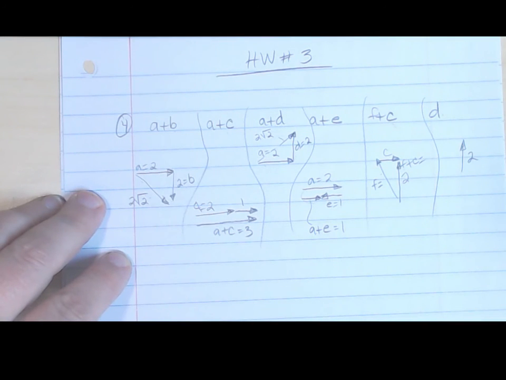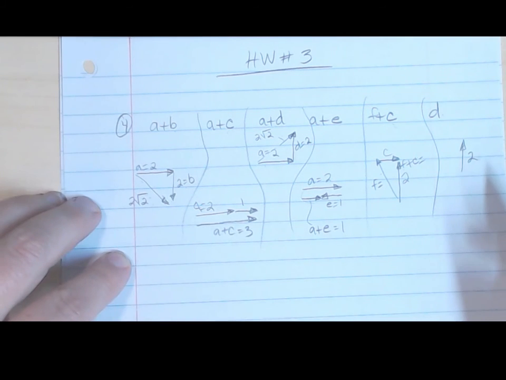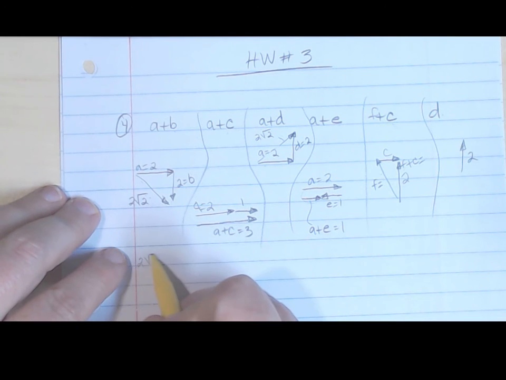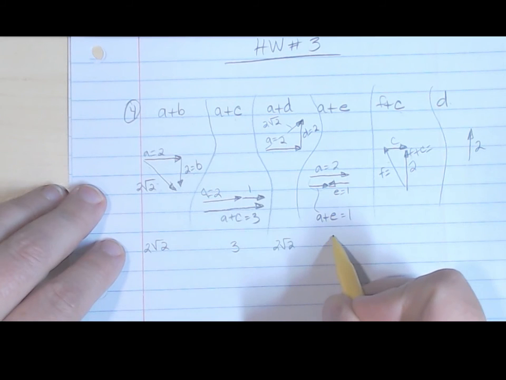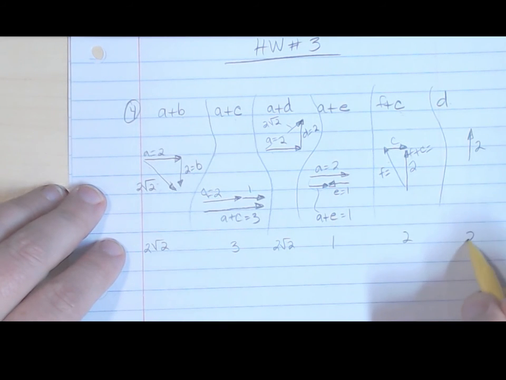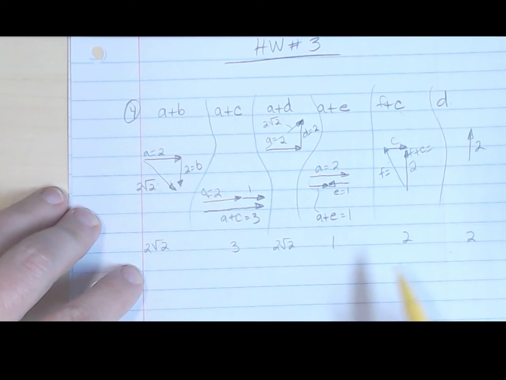So now what do I need to do? I need to rank these in order of the greatest to the least magnitude. Not direction, magnitude they're asking. So what have I got here? Let's just write the magnitudes. This one is 2 square root of 2. This one is 3. This one's also 2 square root of 2. 1, 2, and 2. So if I put these in order of magnitude, I would have this one first. These two would come second. And then I'd have these followed by this one last.